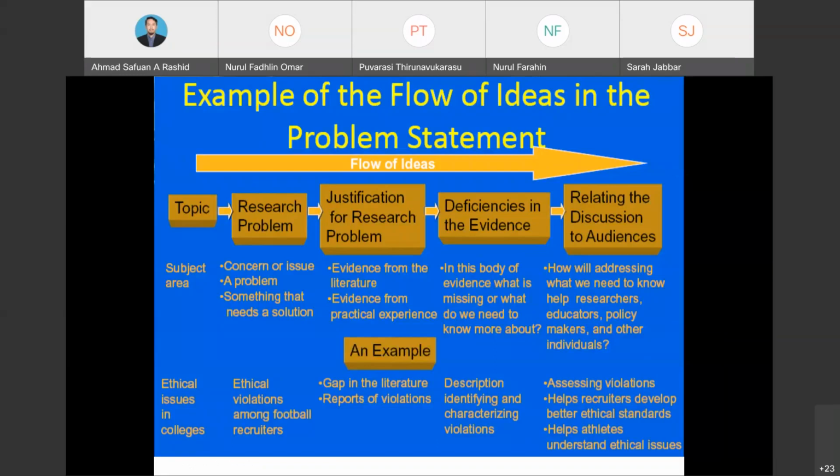Based on the report of the violation that they have, they look at and identify the criteria. And then at the end they assess the violation, help recruiters develop better ethical standards, help athletes understand ethical issues. They have narrowed down the problem. So this is just an example related to the ethical issue. But I guess in a management study, you can look at the ethical issue as well. So you can use this kind of example in your study.